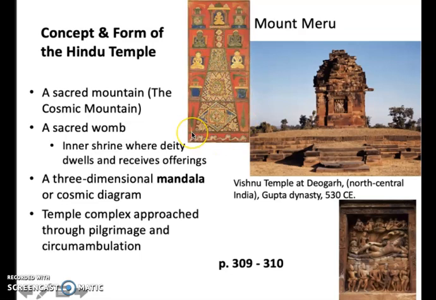So the cosmic mountain appears in Jain art, Buddhist art, and Hindu art. The kind of cosmic, transcendent symbol. With that transcendence, there is also a sacred womb, the inner shrine inside this stone mountain. And by the way, this is more than 1,500 years old, so it has crumbled, and this mountain would have been more mountain-like and grand, and incidentally more phallic as well. With the inner shrine, which is a kind of womb where the deity dwells and receives offerings from the worshiper.